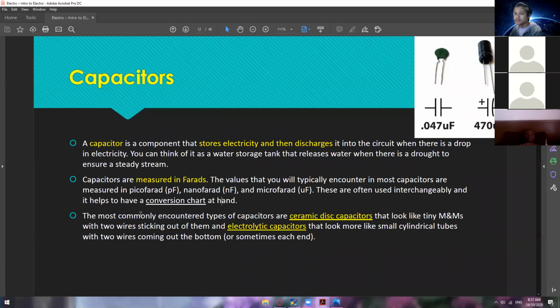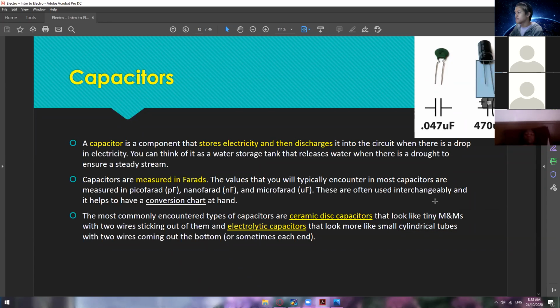Okay. So the most commonly encountered types of capacitors are ceramic disc and electrolytic capacitors. For ceramic disc, as you can see, it looks like M&Ms or a smaller and flatter version of a capacitor, with two wires sticking out. So we have the first wire and then the second wire. And then the second one is the electrolytic capacitor, the bigger one. Okay, this one is more like small cylindrical tubes, with two wires coming out from the bottom.